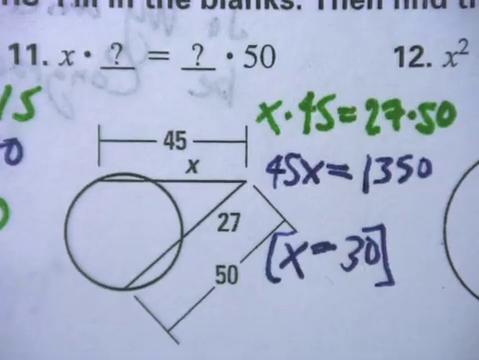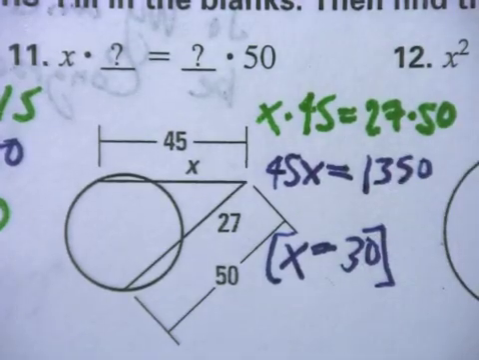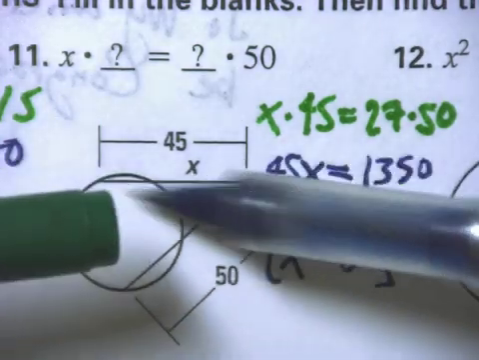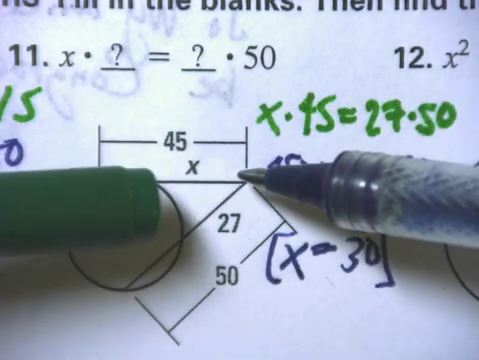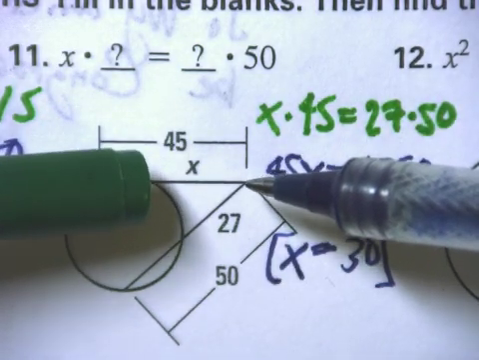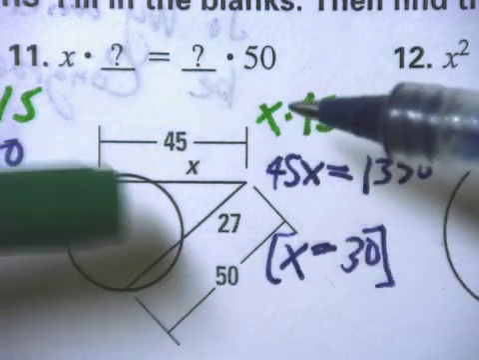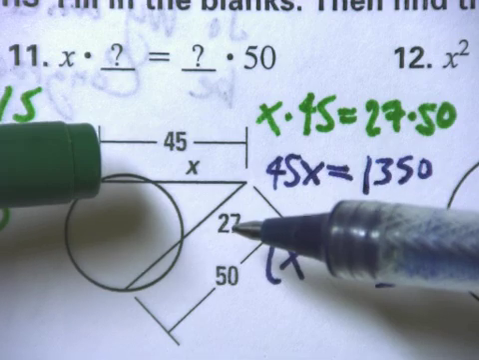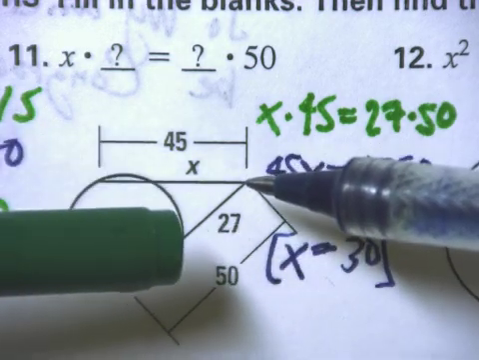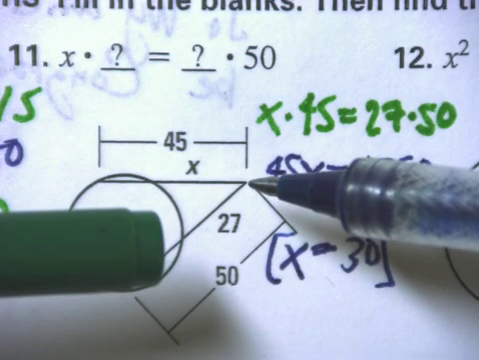Number 11. Again, we have two secant lines, and it looks intimidating, but just take it step by step. You know what the rule says. The rule says you take, let's start off with this part up here, the outer portion, which is x units, and you multiply it times the entire thing, which is 45 units. So you're going to have x times 45.